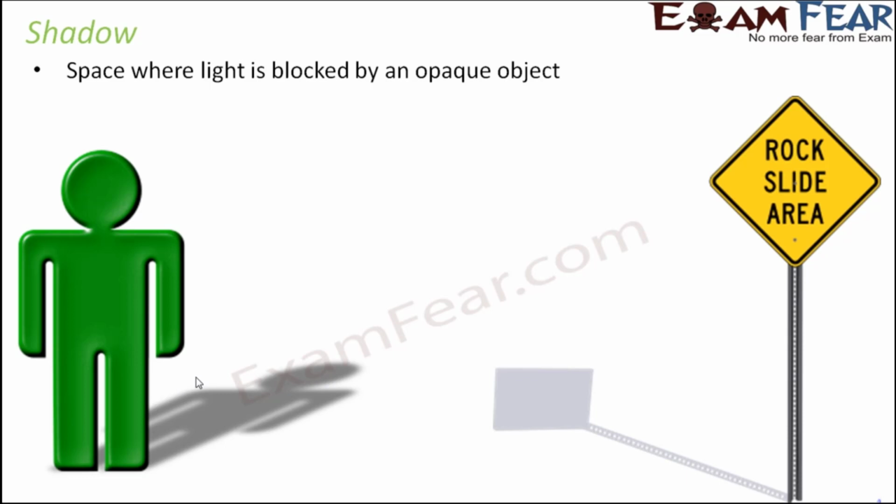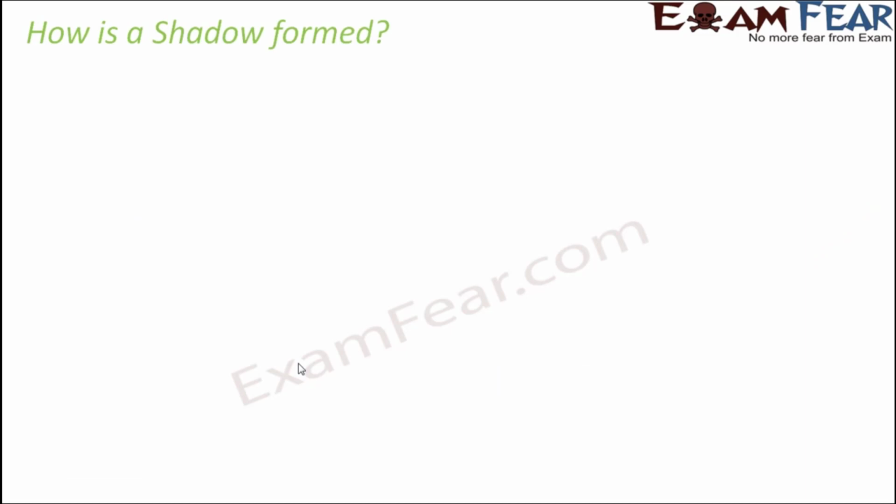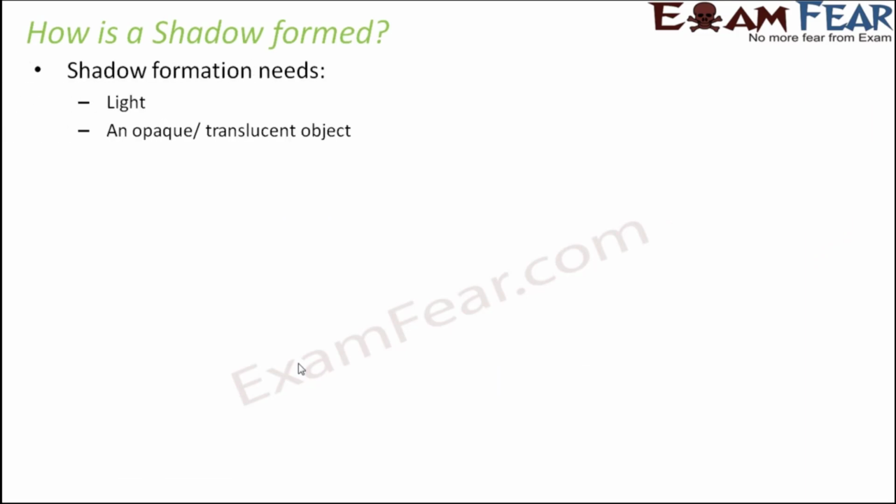So only for that shape there is darkness behind, and that's how shadow is formed. So this shows that transparent objects can never form shadows because they allow light to pass through them. So there will be no dark area behind them. Now the question is, how exactly is a shadow formed?